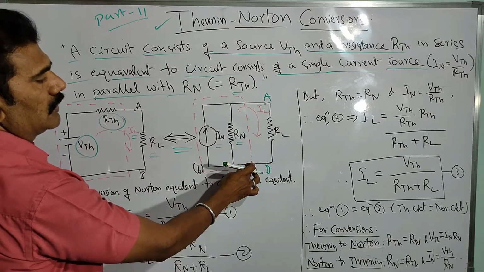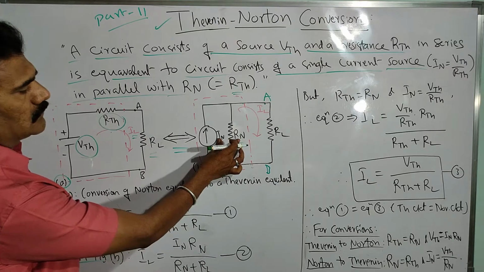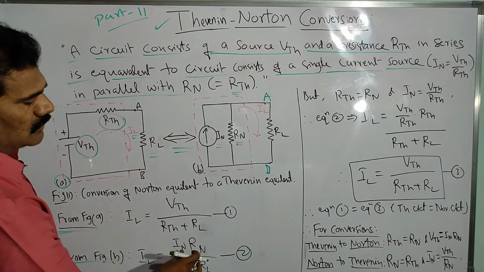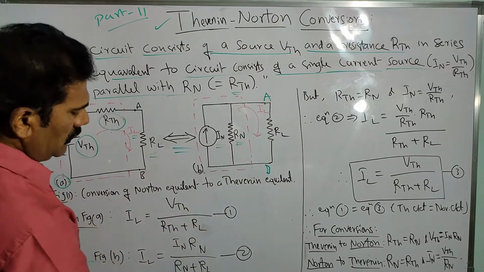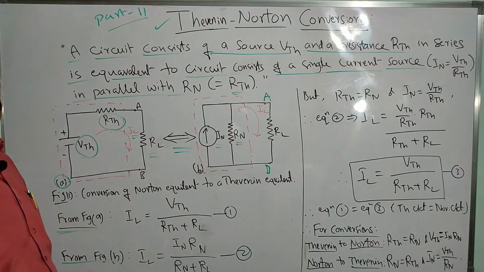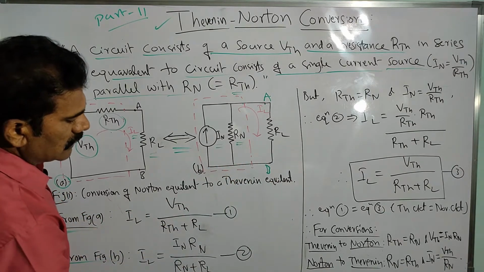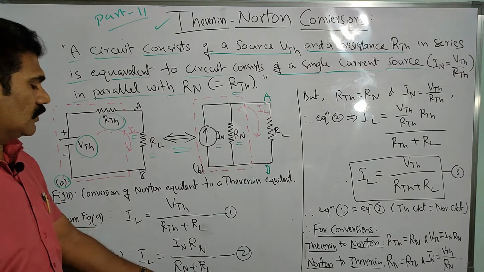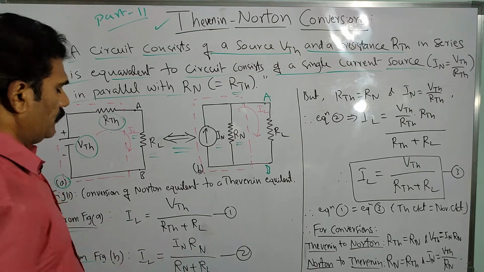So that voltage must be considered across this source, the total source of the equivalent Norton circuit. So IN into RN is the product. That gives the voltage obtained from the source, divided by the total resistance of the circuit, which is RN plus RL. RL is in parallel with RN, of course. Here we have to consider the total resistance of the circuit as RN plus RL. So let it be equation 2, right?